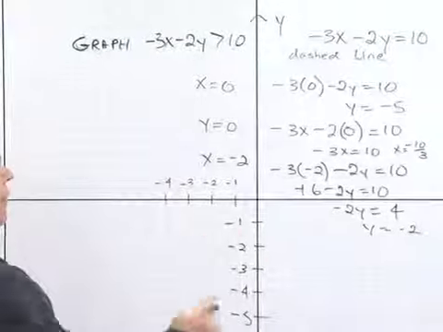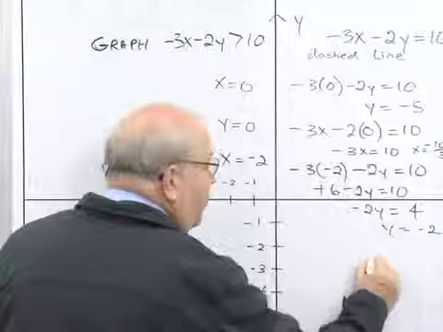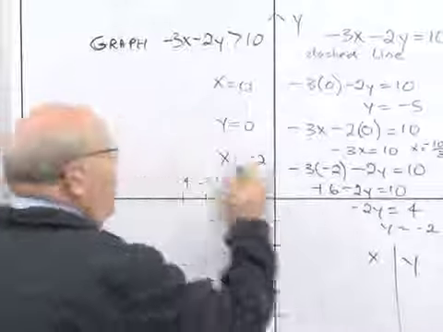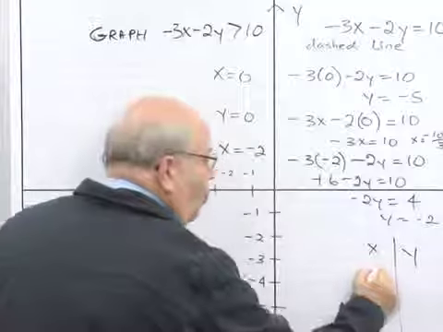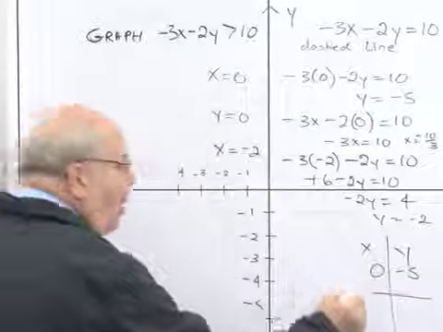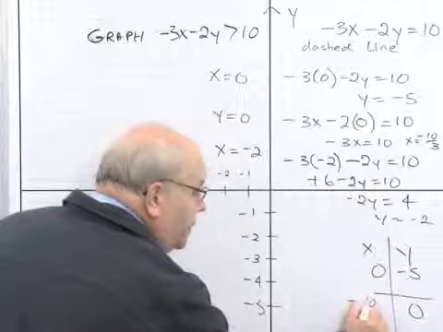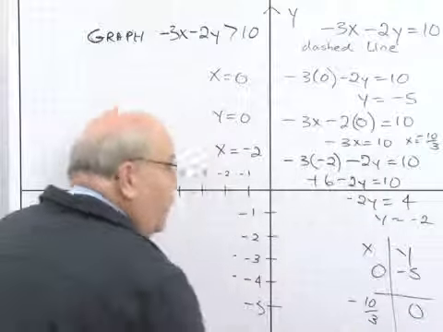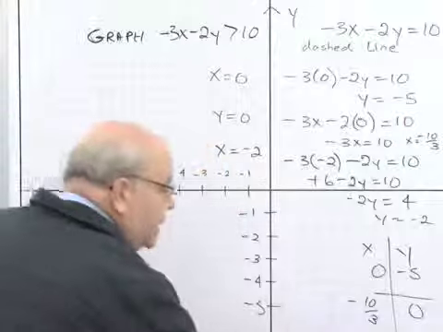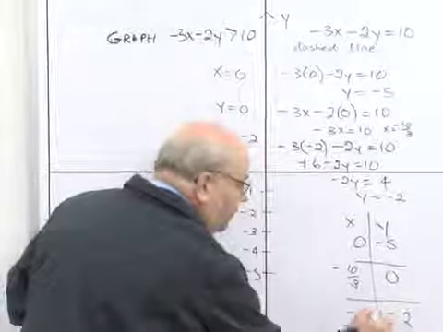So we have three ordered pairs. We have the value when x is 0, y is minus 5. We have the value when y equals 0, x is minus 10/3. And our final value is when x is negative 2, y turns out to be negative 2.